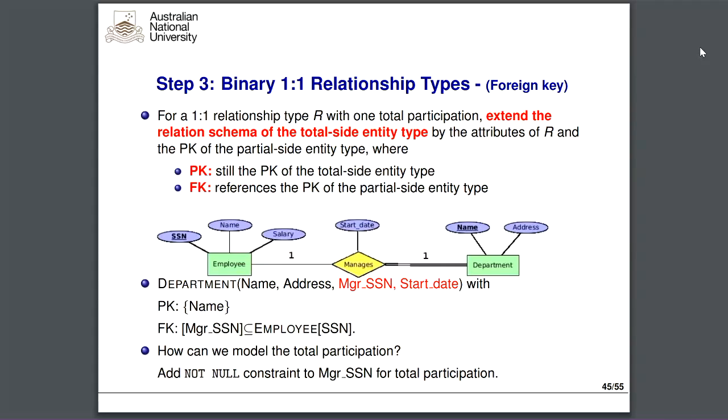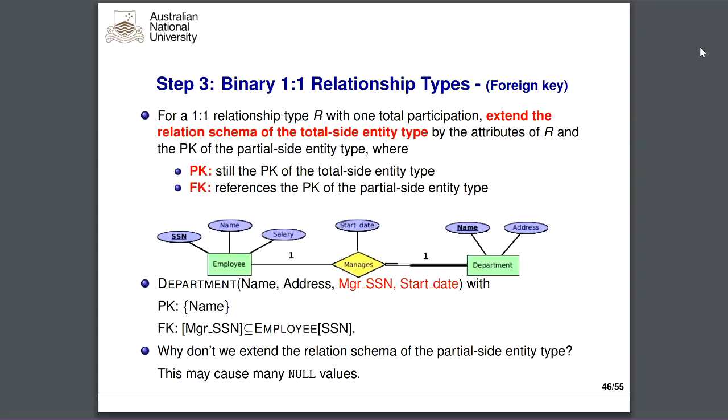How can we model the total participation? Right? So we can add a not-empty constraint to this manager SSN for the total participation, meaning that this department has to always be managed by someone. Even if the director is maybe overseas, maybe there are some acting directors as well, right? Temporary ones as well. Just some constraints. In this case, we can do that when we create the table. Create the schema, I mean.